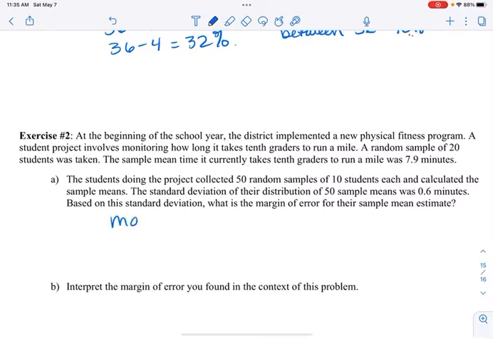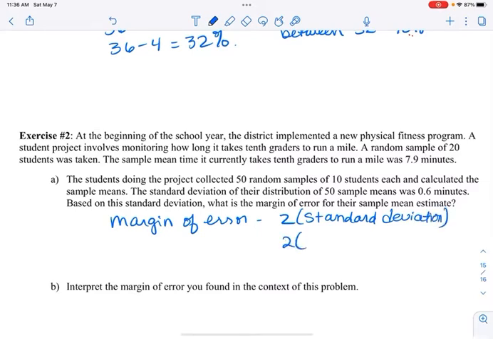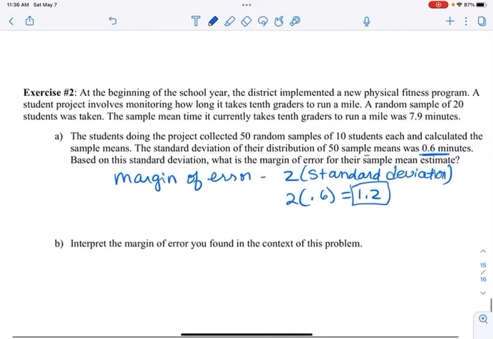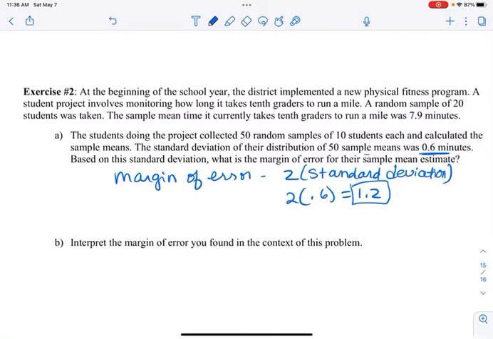The margin of error accepted is 2 standard deviations. So it's 2 times whatever the standard deviation is. That's accepted. It's an acceptable rate. So 2, and my standard deviation was 0.6. 2 times 0.6 is 1.2. So that's my margin of error, 1.2. Interpret the margin of error you found in the context of this problem.